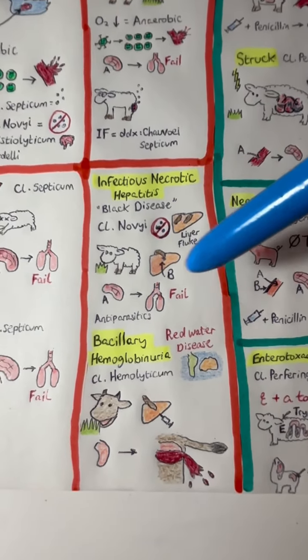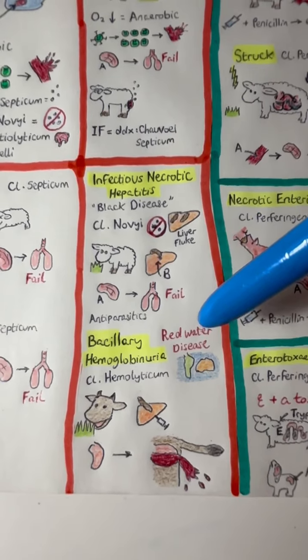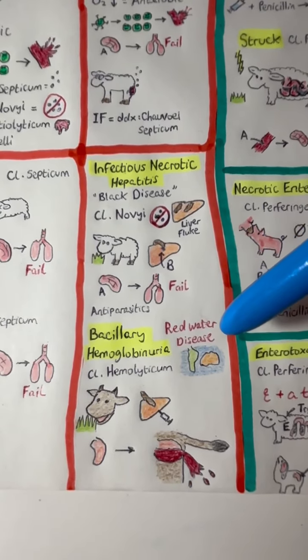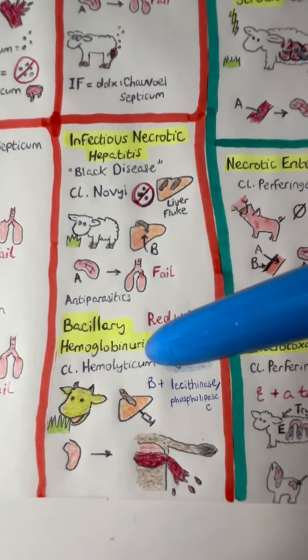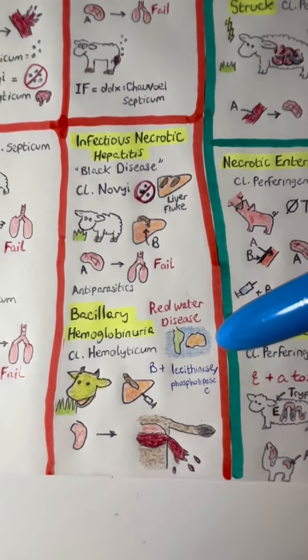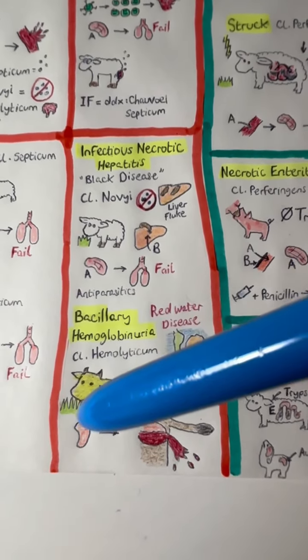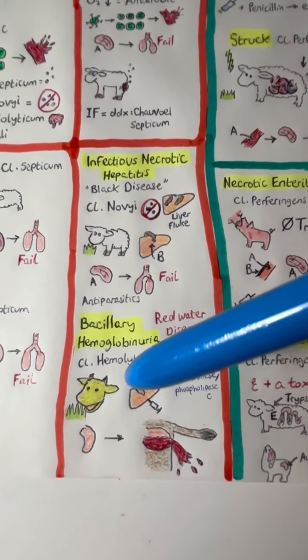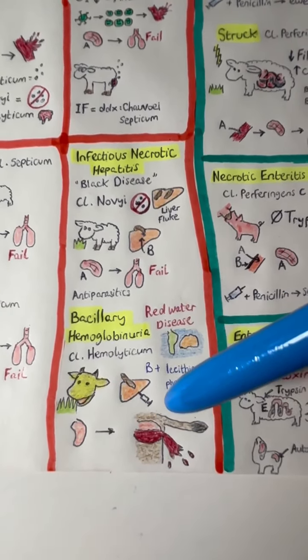The next disease is bacillary hemoglobinuria. It is also called red water disease. It's found in South America and Australia, and it's caused by Clostridium haemolyticum. It produces beta toxin and lecithinase, also known as phospholipase C. This will cause intravascular hemolysis and will then spread to the liver and to the kidney. As a result, the animal will get jaundice and become anemic, and the bladder will fill with blood.